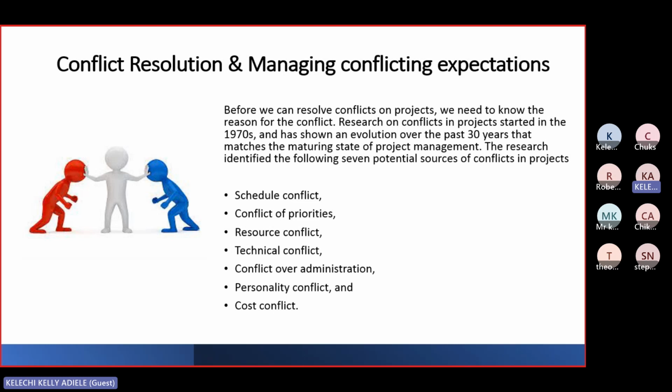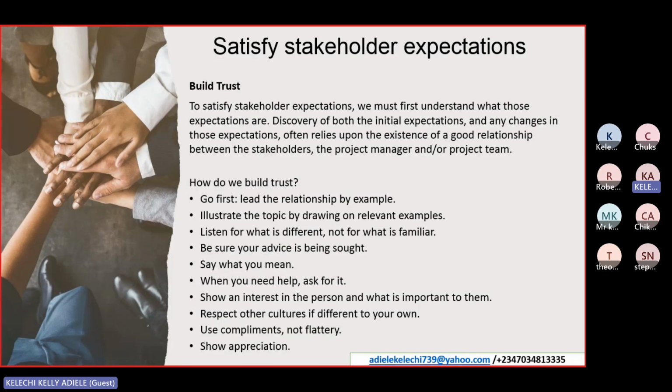Then you have cost conflict as a result of budget. So these are some of the things that can raise conflict that you as a BA have to know how to manage, because you have to know the root cause first. That's the most important thing. Now, another issue is stakeholder expectation. Right? That's another thing that can cause conflict. So how do you manage some of these expectations?